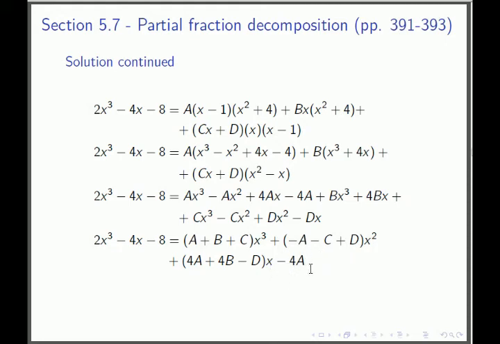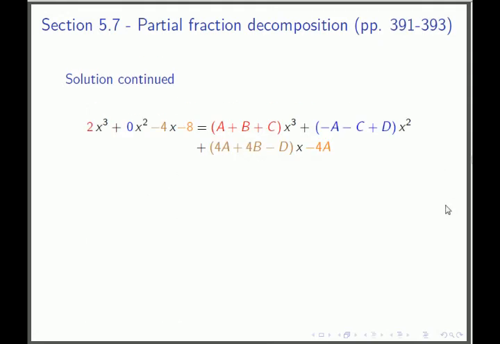And now the idea is we're going to equate coefficients of these powers of x. So I'm going to say that since I have x cubed here with coefficient 2, and x cubed here with this coefficient a plus b plus c, I must have that 2 equals a plus b plus c. And the coefficient of x squared is 0, but on the other hand, it's negative a minus c plus d, which means that 0 must equal negative a minus c plus d. And similarly for these two terms, this negative 4 must equal this expression, and negative 8 must equal this expression.